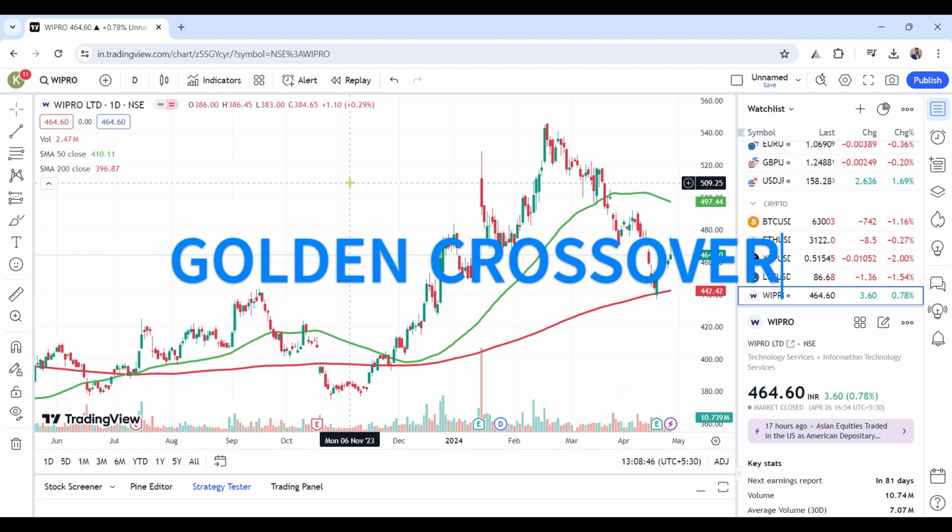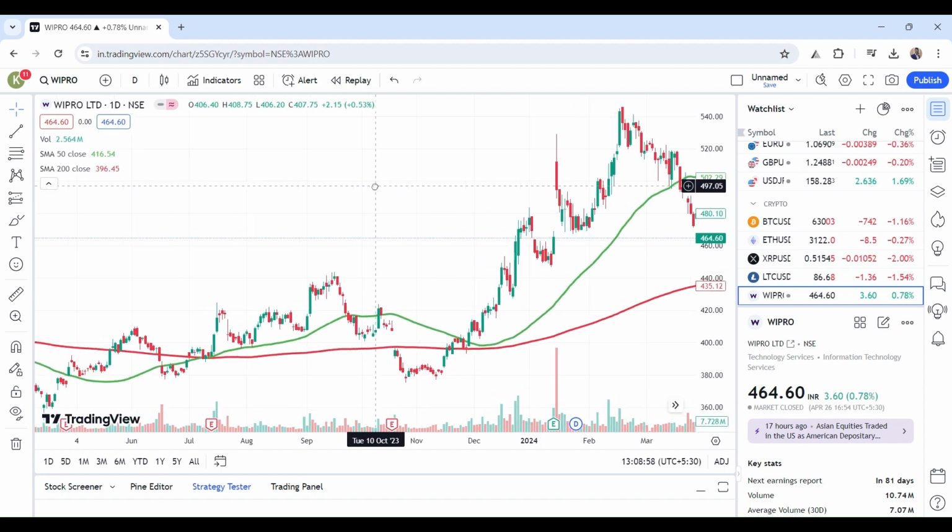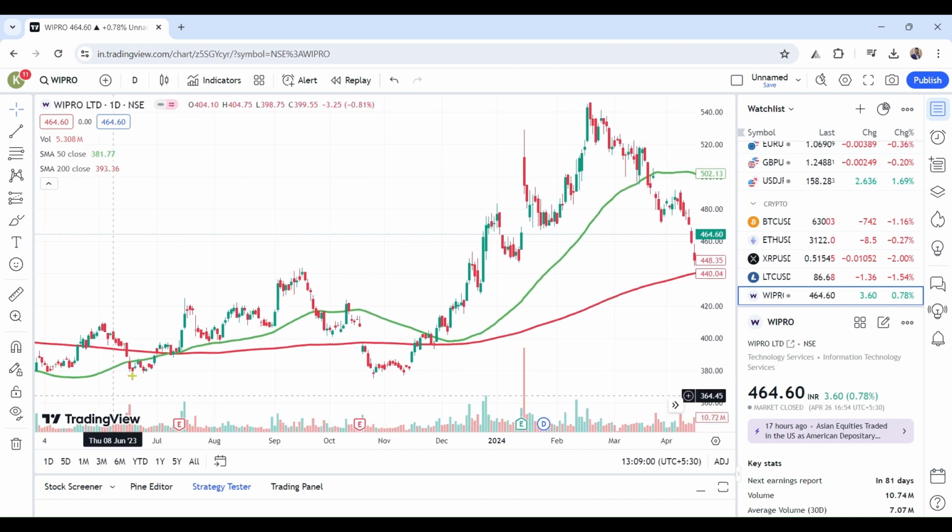With the help of this moving average indicator, we will use the crossing over strategy to predict the price movement. So what is crossing over strategy? There is something called golden crossover. I'll explain to you what it is. You see this Wipro chart.